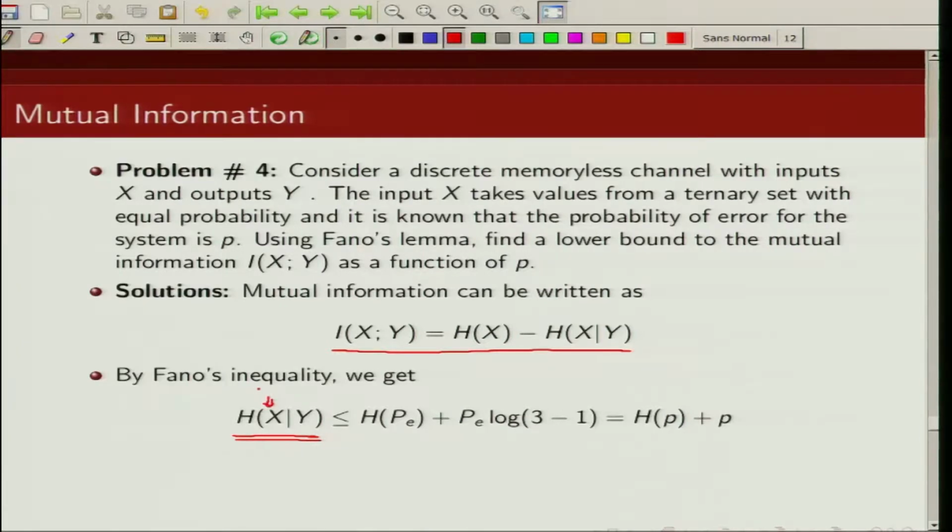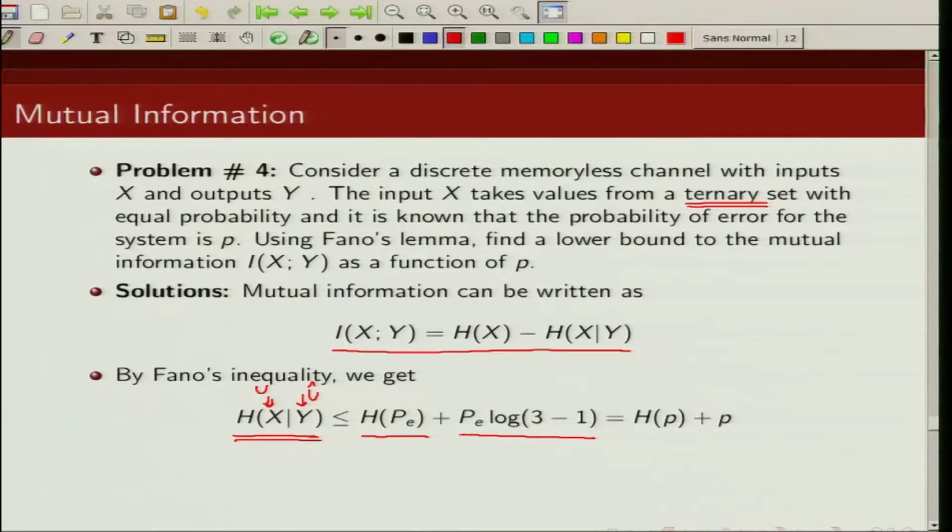that we have proved, this is my U and this is the estimate U hat. So uncertainty in X given Y from Fano's lemma can be written as binary entropy function of the error probability plus error probability times log of L minus 1, where L is the number of possible values this random variable is taking. Now in this particular example, my random variable takes 3 different values with equal probability. So L in this case is 3. So log of 3 minus 1, that is basically 1, and we know probability of error is P.